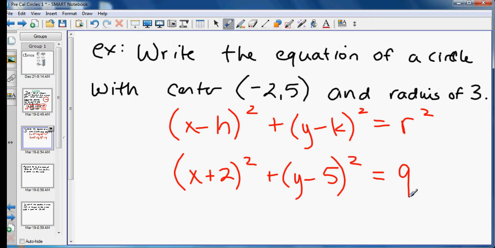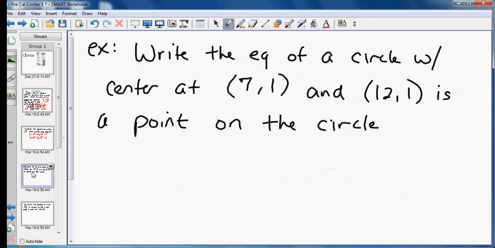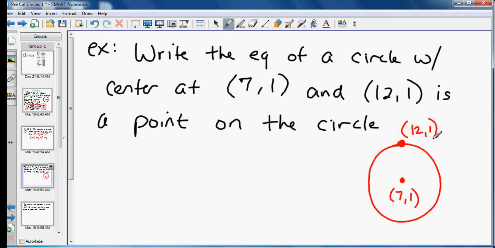Next up, write the equation of a circle with a center at (7, 1), and (12, 1) is a point on the circle. Okay, so notice what they're giving us. I'm not going to graph this truly, just to give us an idea though. We know the center is at (7, 1), and they're telling us the point (12, 1) is on the circle. So remember, to write the equation, the two things we need are the center and the radius. Now they gave us the center, so we could go ahead and write that part. We know the center is (7, 1), so we can do (x - 7)² + (y - 1)².